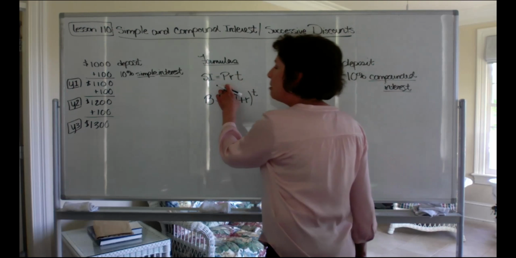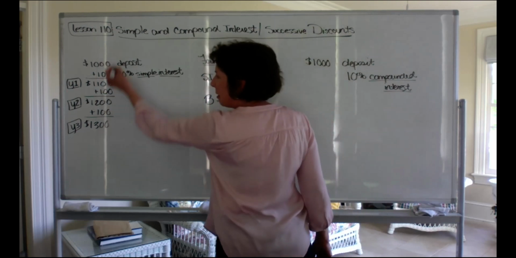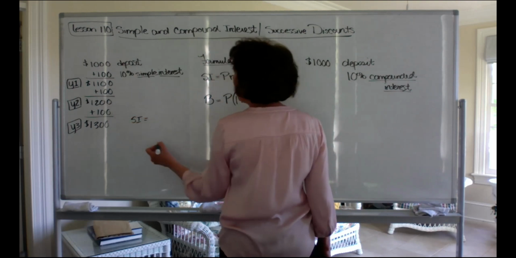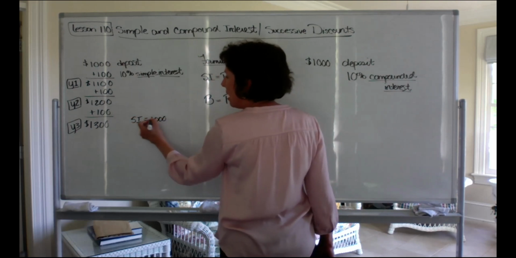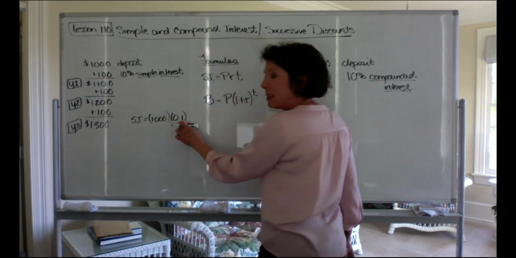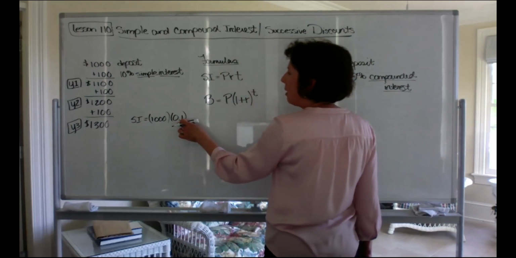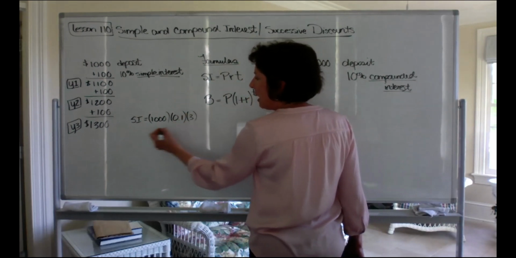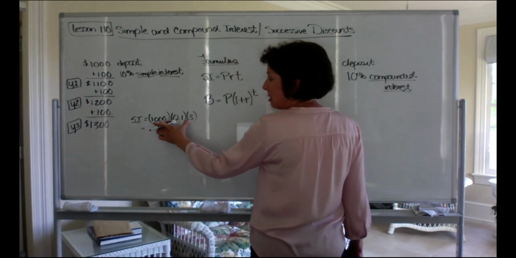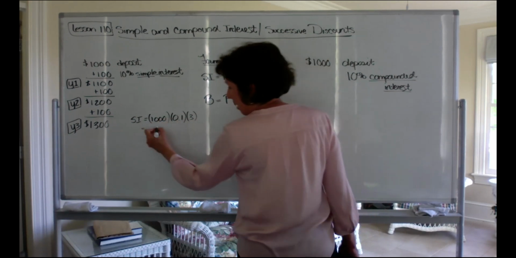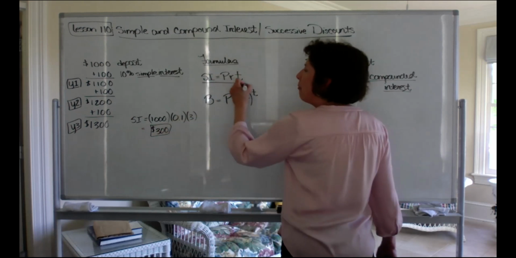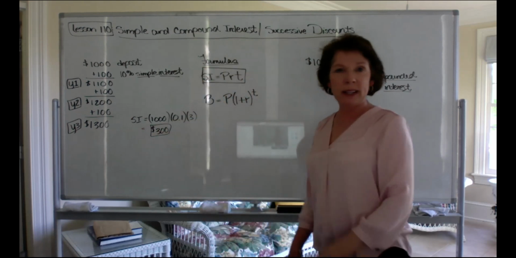If I were to use this formula, instead of doing this big long chart and adding and adding and adding, all I'm going to say is simple interest is equal to $1,000, the amount I put in, times my rate of interest, which was 0.1 as a decimal, 10% as a decimal, and then the time is 3. We can do this mentally. 3 times 1,000 is 3,000, and 3,000 times 1/10 is $300. So there is our formula for simple interest, PRT.